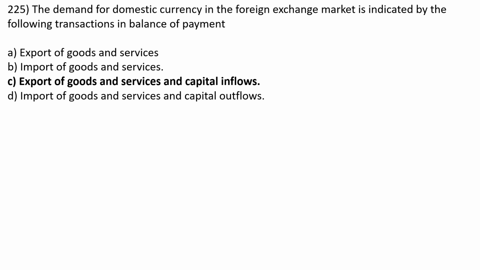The demand for domestic currency in a foreign exchange market is indicated by the following transaction in balance of payment. Option A, export of goods and services. Option B, import of goods and services. Option C, export of goods and services and capital inflow. Option D, imports of goods and services and capital flow. The correct answer is option C, exports of goods and services and capital inflow.